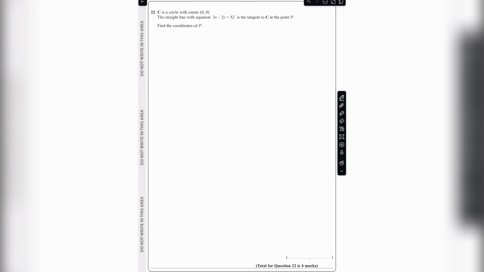In question 22, we are told that C is a circle with center 0, 0. The straight line with equation 3x minus 2y equals 52 is the tangent to C at the point P. Find the coordinates of P.